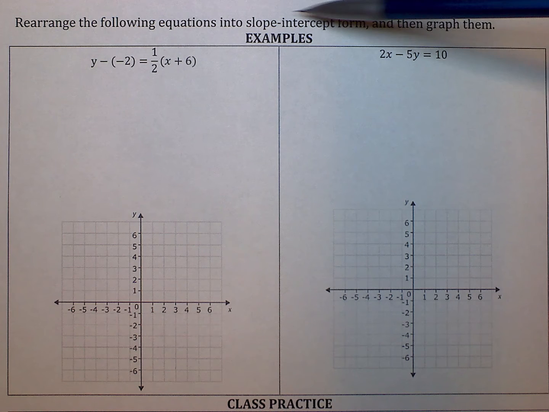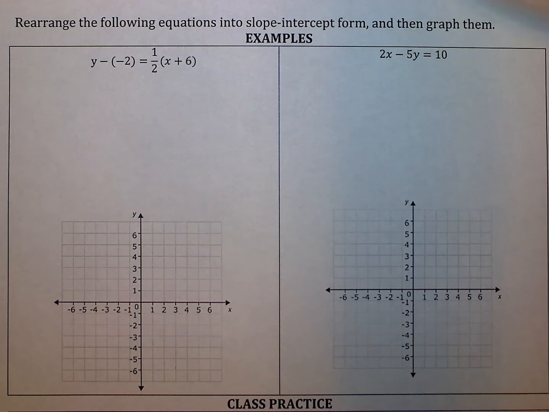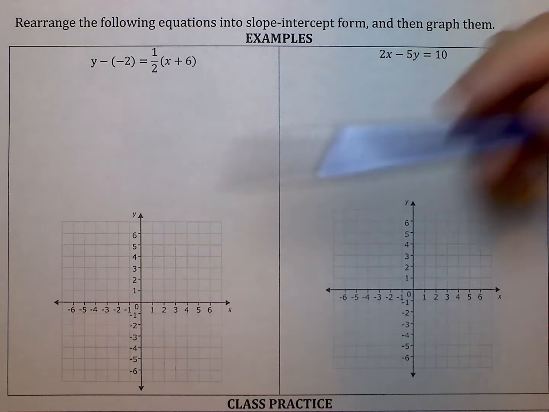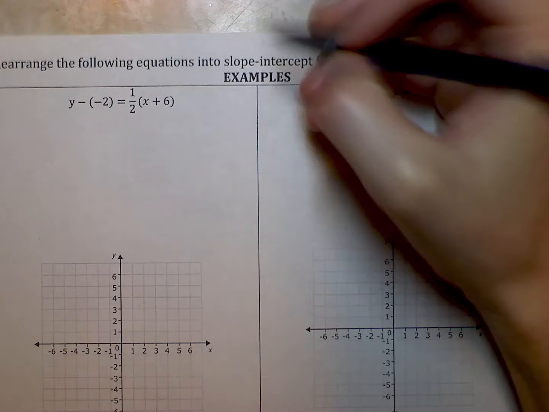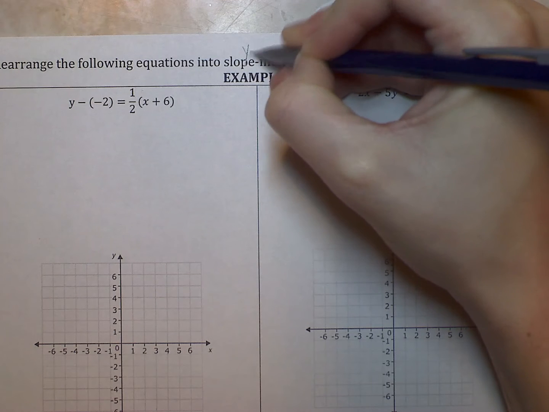Rearrange the following equations into slope-intercept form and then graph them. Okay. So we're doing two things here, sort of two separate steps. We want the equations to be in slope-intercept form. This is slope-intercept form.